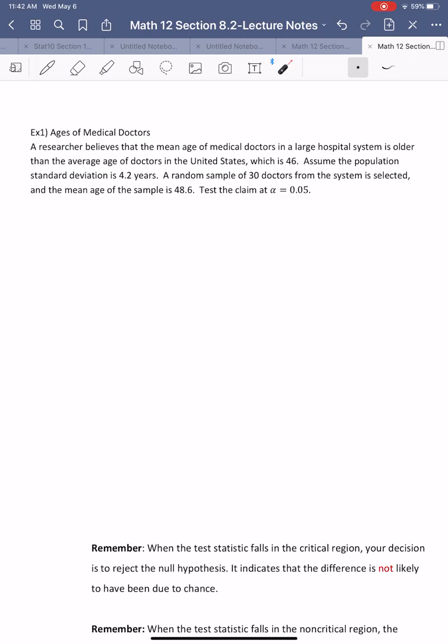We need to state this before we proceed with the work. We need to identify x bar, which is 48.6, and mu is 46. Sigma, the population standard deviation, is 4.2, and the sample is 30 doctors.